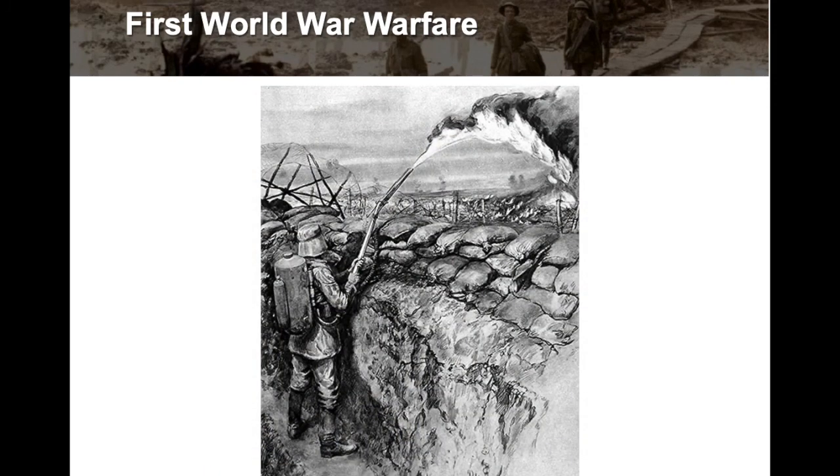Here's a drawing of the flamethrower. So again, if you're running across no man's land and you made it to the German trench, you got to face this. You got to face a bunch of flames being thrown at you.